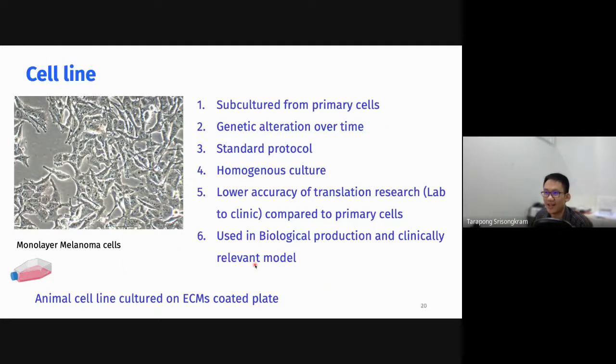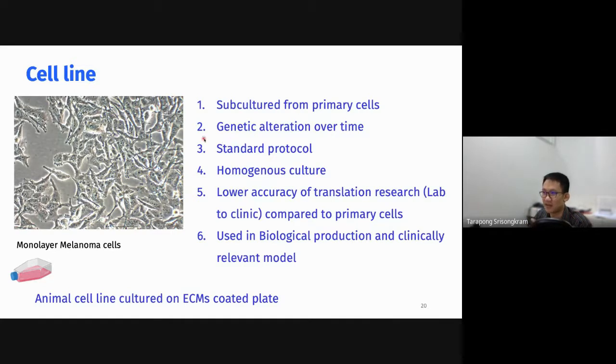So after we get the primary cells, we grow them in the flask, and after they have fully grown and have no area to expand, we need to subculture the cells into another flask, and those cells we call a cell line or animal cell line. Okay, and the property of the cell line is that it has been subcultured from the primary cells.